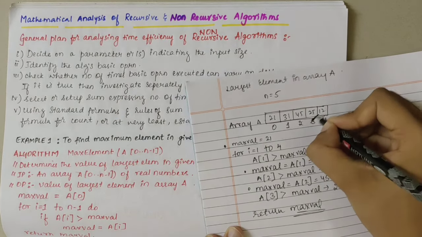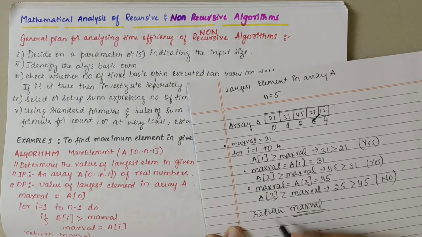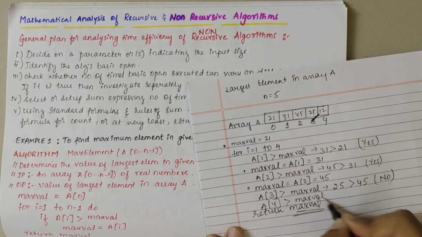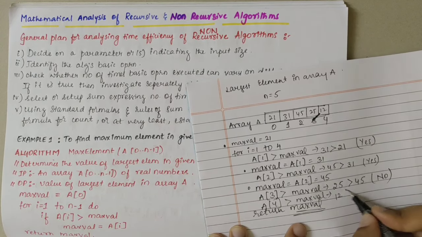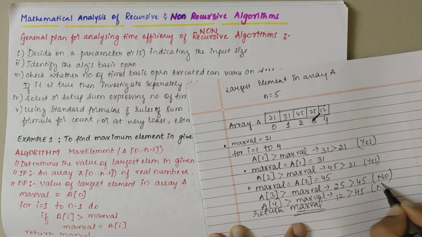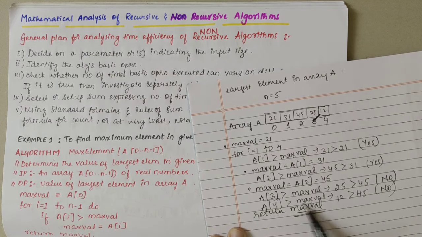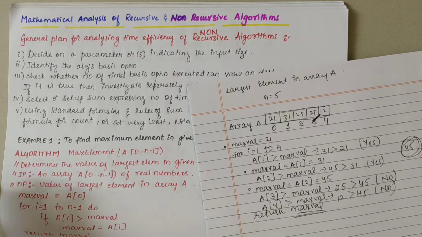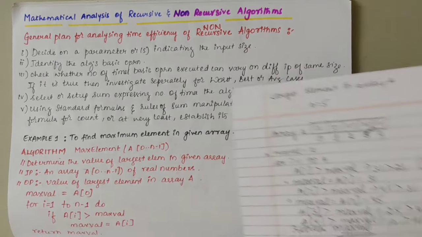I have reached till here. Next, I'll also iterate to A of 4 and check. Is A of 4 greater than max value? A of 4 is 12. Is 12 greater than max value? No. So max value will be 45 only, so 45 would be returned. So this was about the algorithm part. Now we'll look into the analysis part.